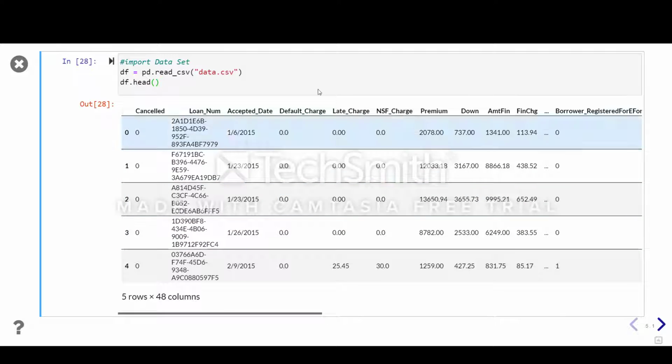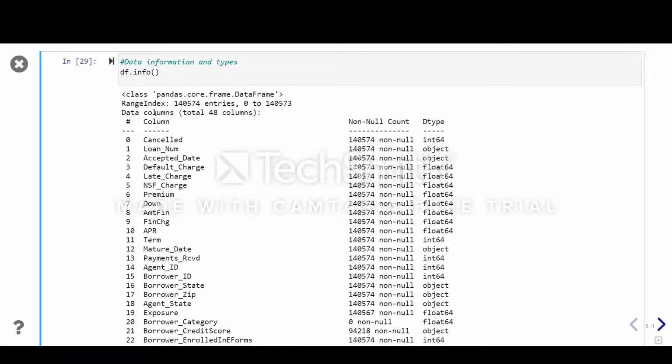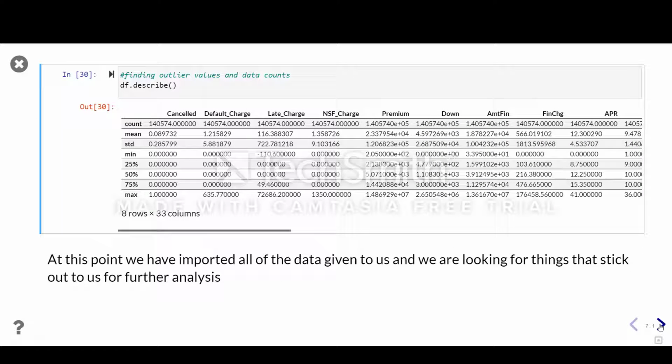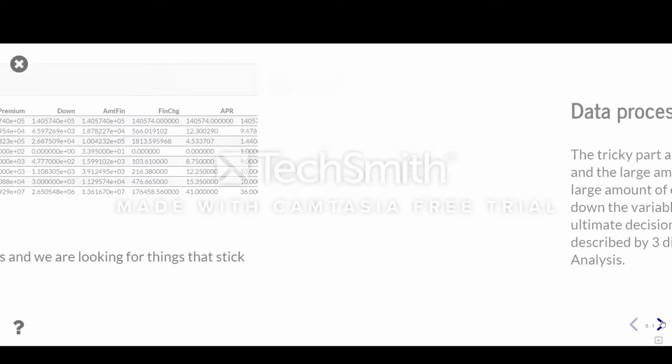First of all, we're going to import our data set. Here's all of our data values. We had 48 columns and I believe 140,000 different data values. Here's a more in-depth description of each of the values, and then here's a little description. And at this point, we've imported all the data and we're looking for things that stick out for further analysis.